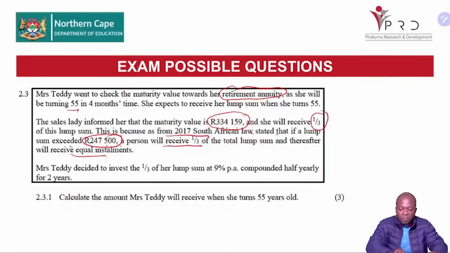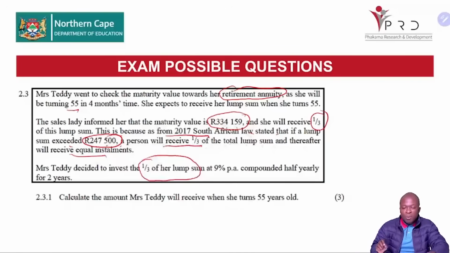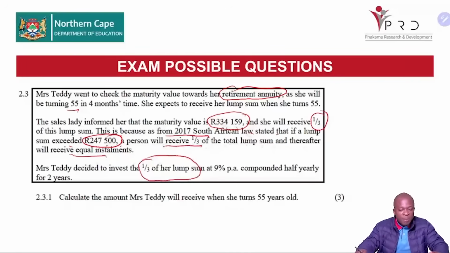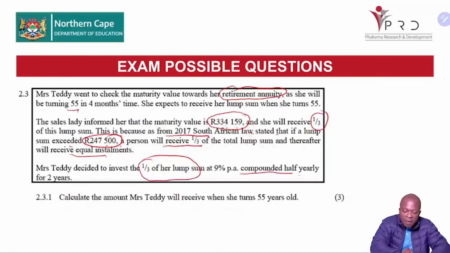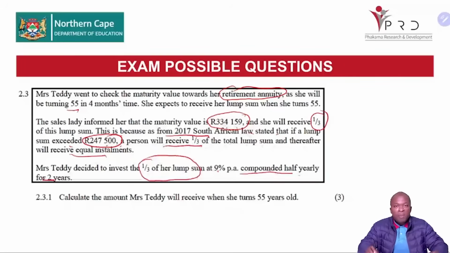So here, Mrs. Teddy decided to invest that 1/3, which she will be getting from this money, so that she can be able to use it as an investment. And she invested it on a compound interest half yearly for 2 years, 9% per annum. How do we answer this question? Let's look at the first one.